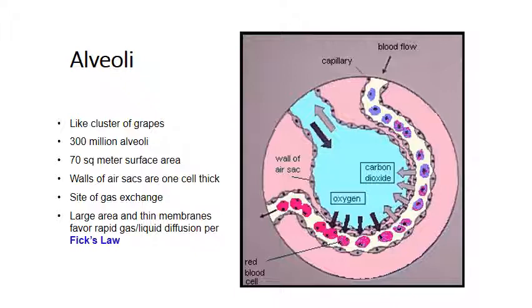More importantly, or just as importantly, their walls are only one cell thick. Now, when we discuss Fick's law, you will find that the thickness of the membrane and also its area are the two determinants for how much gas exchange can occur across a surface. So that's the reason for these very small sacs, very thin membranes, and very large area.